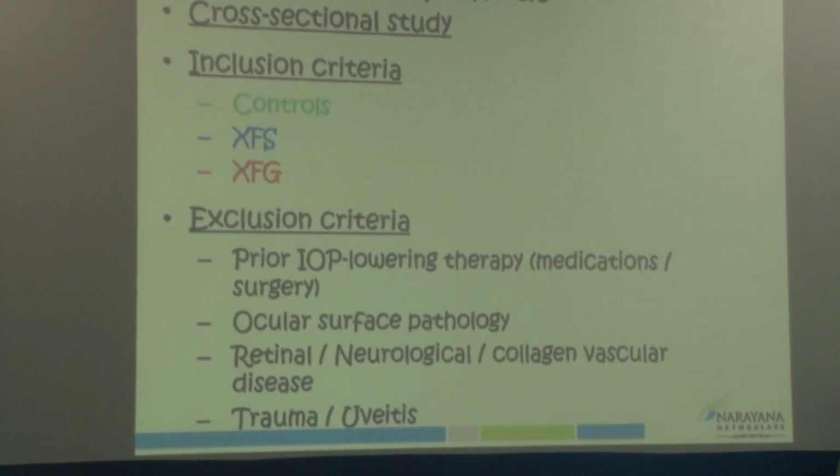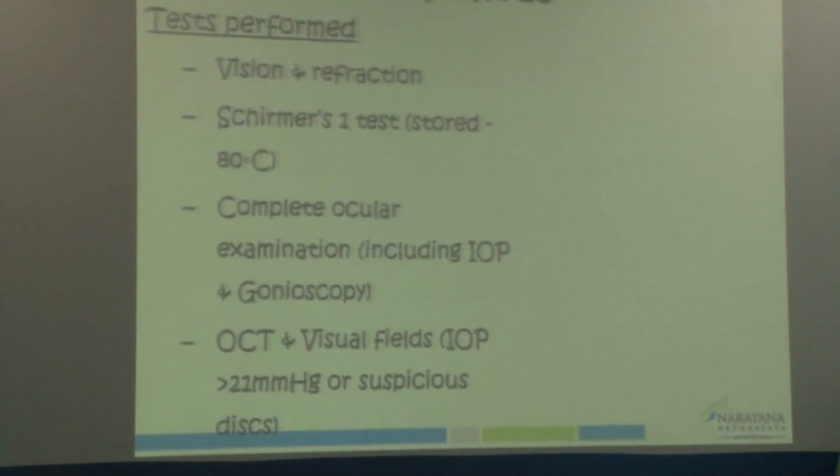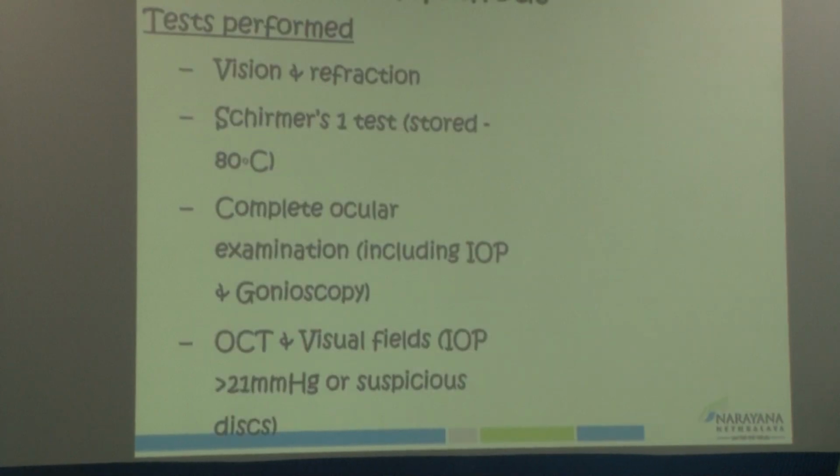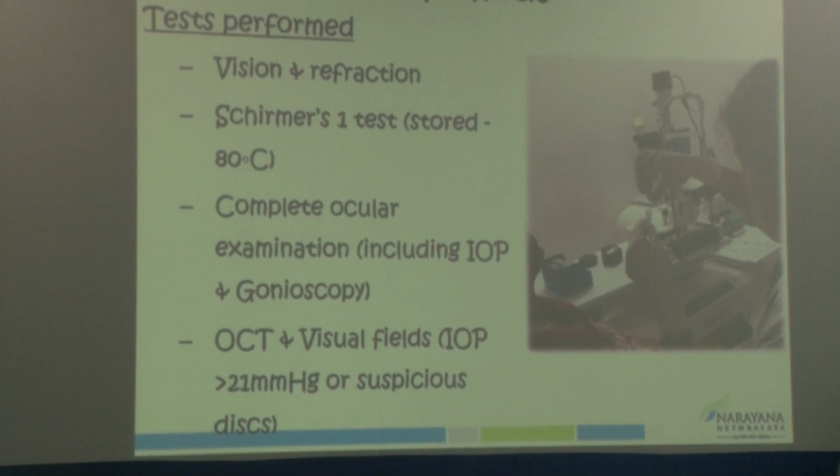This was a cross-sectional study which included these three cohorts. We excluded eyes with prior intraocular pressure lowering therapy, either drops or surgery, or eyes with ocular surface disease, or retinal or neurological disease, or trauma or intraocular inflammation. Following a visual assessment, the first test performed was the Schirmer's 1 test, where the tear strip is collected aseptically and stored at minus 80 degrees Celsius till analyzed.